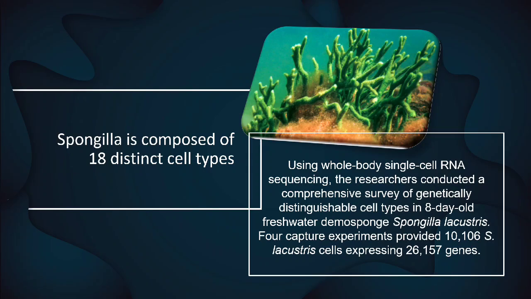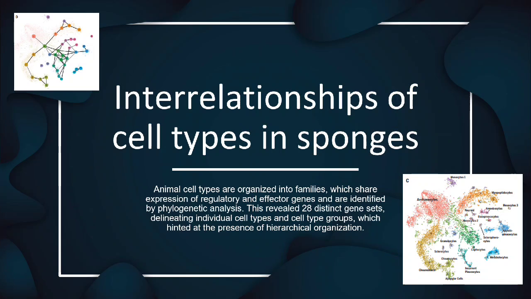Spongilla is composed of 18 distinct cell types. Using whole-body single-cell RNA sequencing, the researchers conducted a comprehensive survey of genetically distinguishable cell types in 8-day-old freshwater demosponge Spongilla lacustris. To their surprise, 4 capture experiments provided 10,106 S. lacustris cells expressing 26,157 genes.